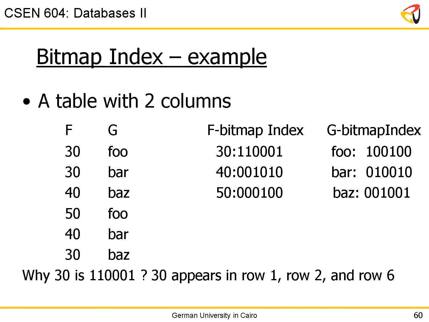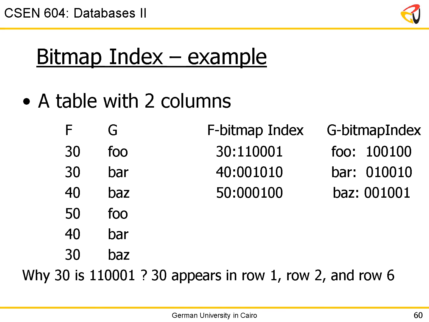I will put a 1 every time 30 appears. So I'm assuming here I'm going to number the rows from top to bottom, and row number 1 has a 30, so I put a 1 there. Row number 2 has a 30, so I put a 1 beside it. Row number 3 has no 30, it has a 40, so I put a 0. Row number 4 has a 50, so I put a 0, it's not a 30. Row number 5 has a 40, so I put a 0, and the last row has a 30, so I put a 1. So the bitmap for 30 is 110001. This is how simple and naive this is.